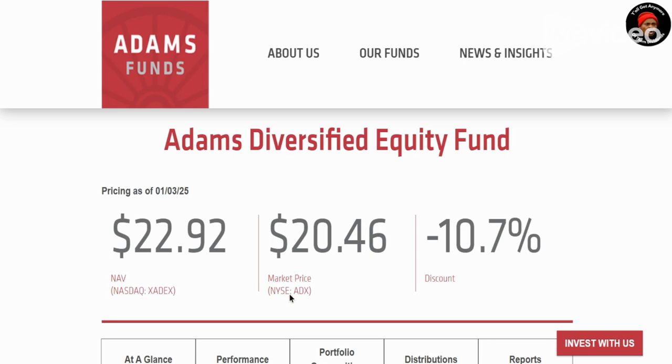But for whatever reason, on E-Trade, on Fidelity, on Schwab, on whatever brokerage you use, you're going to be able to purchase those shares at a price of $20.46. So you're getting a roughly 10% discount to the NAV because the share price is 10% lower than the actual asset value of the fund.